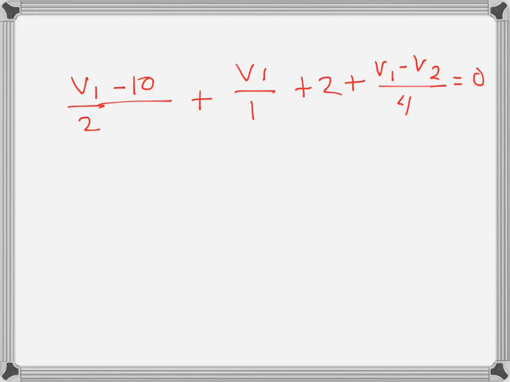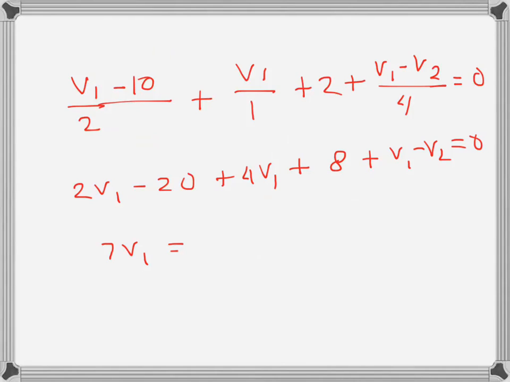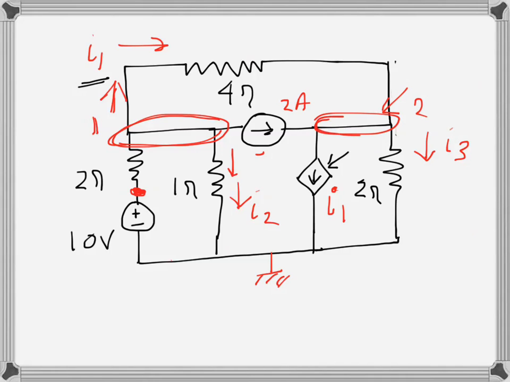And then I can rearrange this equation. I can multiply by 4. So 2V1 minus 20 plus 4V1 plus 8 plus V1 minus V2, that's 0. So it's becoming 7V1 here, and on the right hand side I can write V2 plus 12. Minus 20 plus 8 is minus 12, going on the other side, so plus 12. So I leave it like that, writing V1 in terms of V2. So that's there.